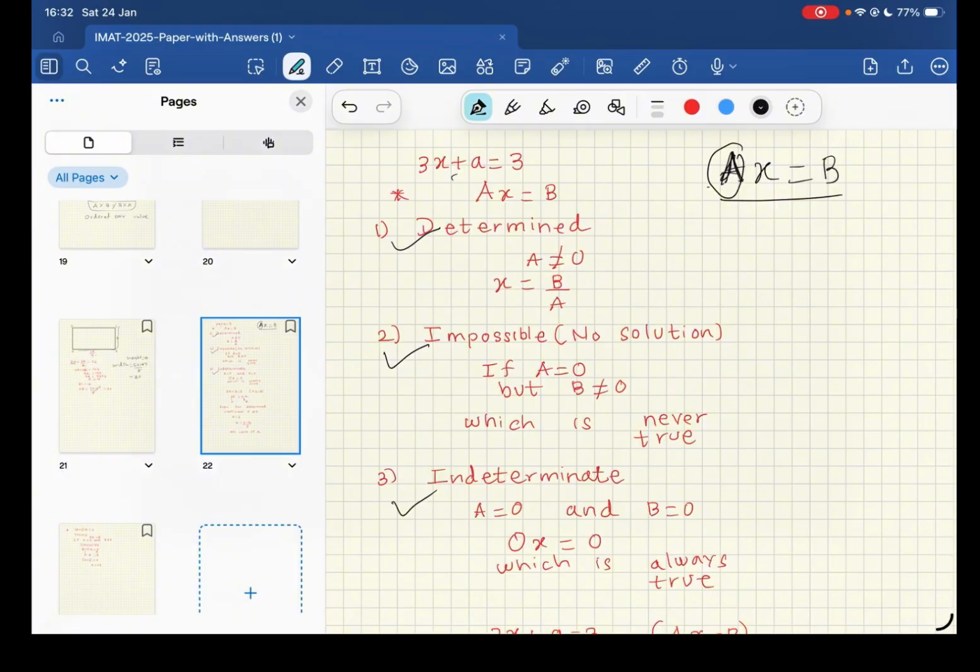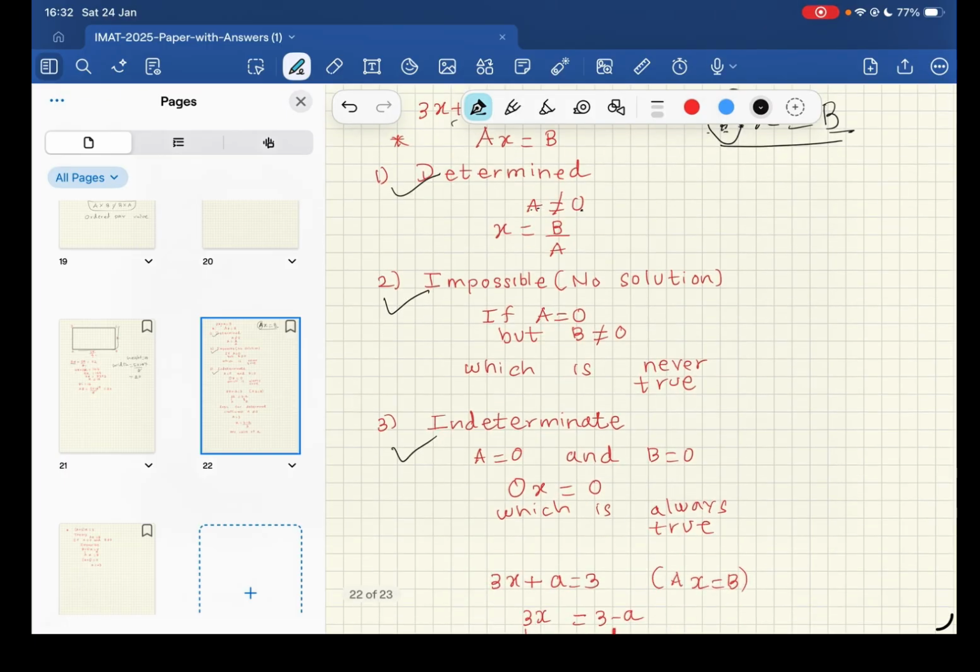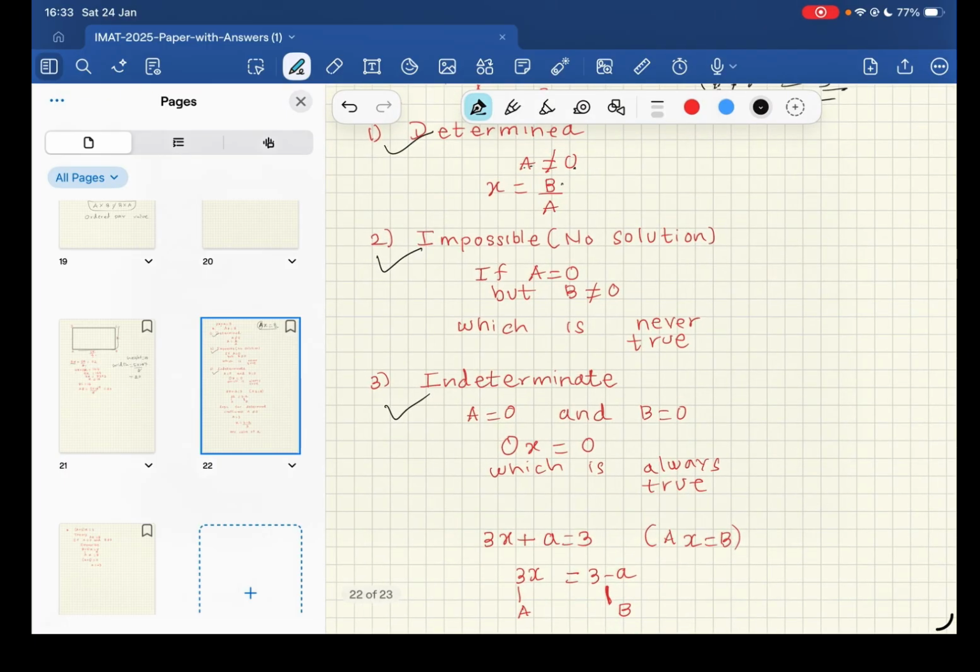There is a unique solution for that. Second one, impossible: there is no solution, whatever the equation. Indeterminate means an infinite number of solutions. So let's try to understand the first one, the determined case. The determined case occurs when A is not equal to 0. If A is not equal to 0, you will have a unique solution regardless of whatever B is. That is simply x = B over A.